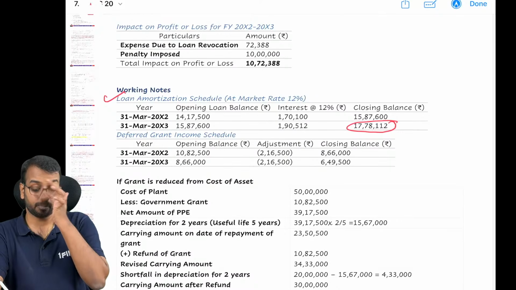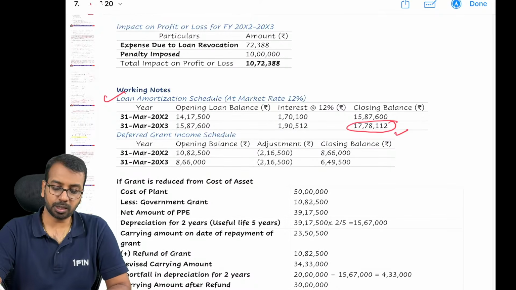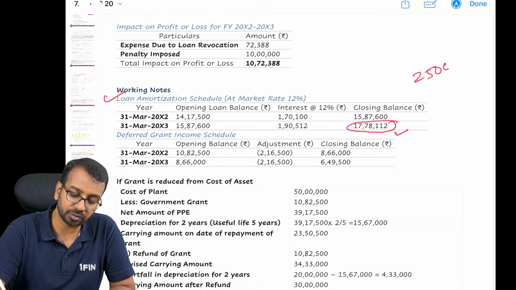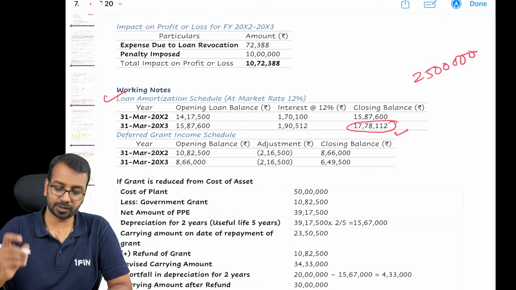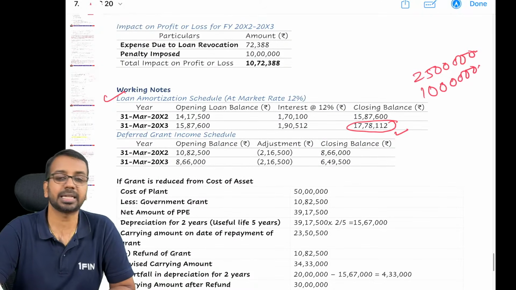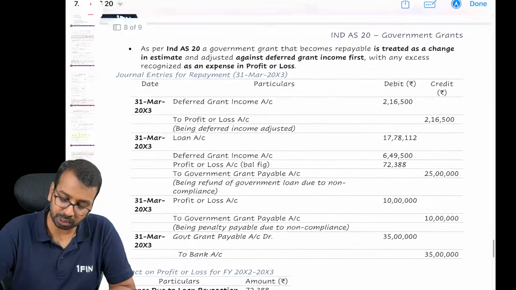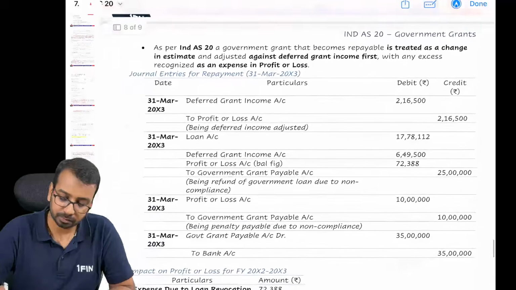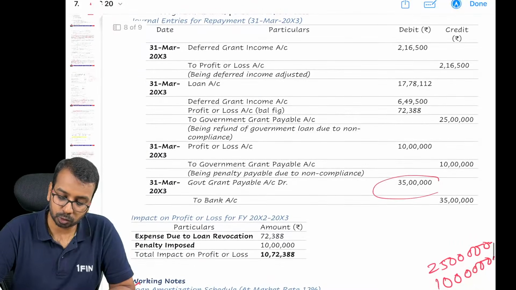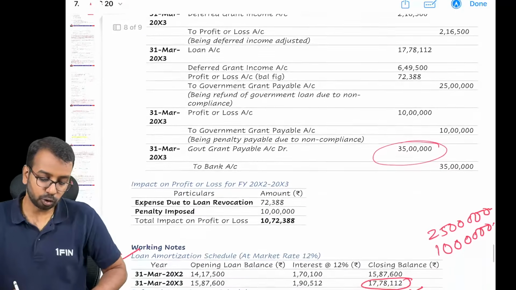Now please understand, this loan amount of 17,78,000 is one thing. You have to repay fully 25 lakhs. That's the first thing. Second thing, you also need to pay a penalty of 10 lakhs. So total payment is how much? Total payment is your 35 lakhs. So how do we account for it?